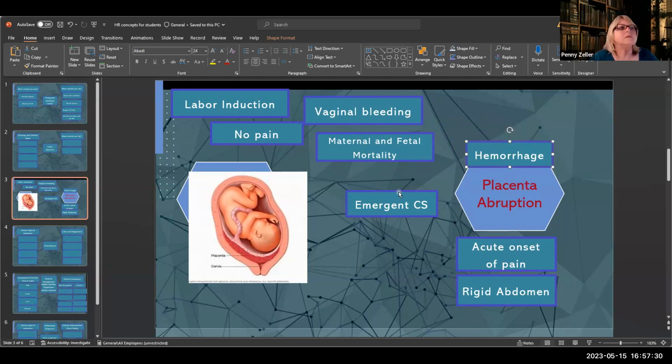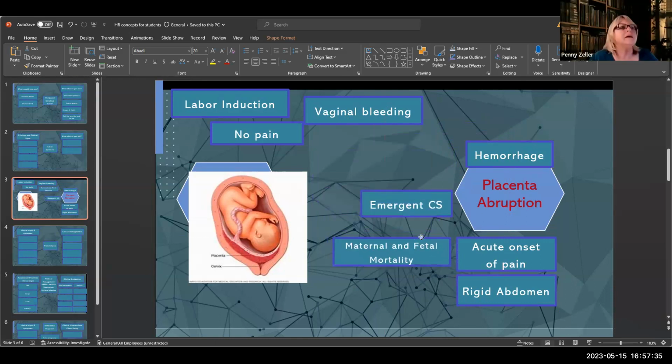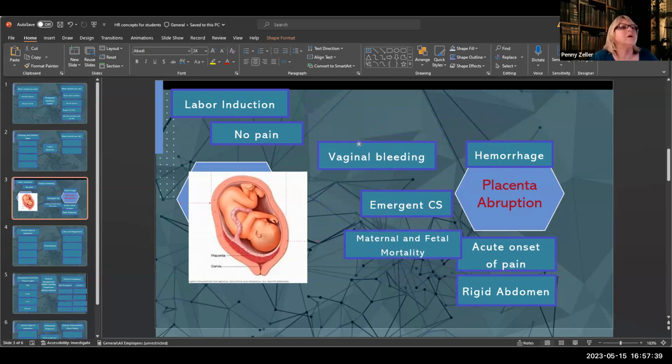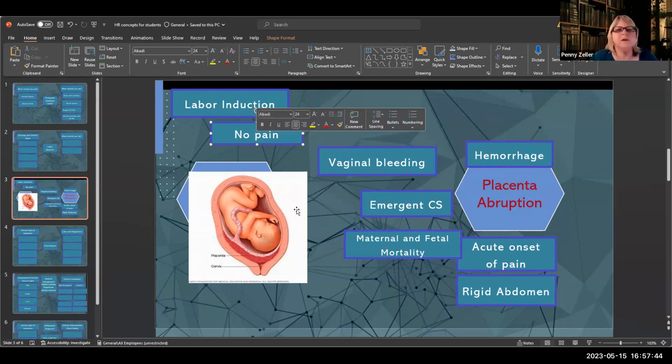Anything else? For some, mortality rate. Yeah, emergency mortality, emergency C-section. Vaginal bleeding occurs on both of them, right? What about pain? Does the previa cause pain? No, not usually. It's more of a painless bleeding. Okay. All right.